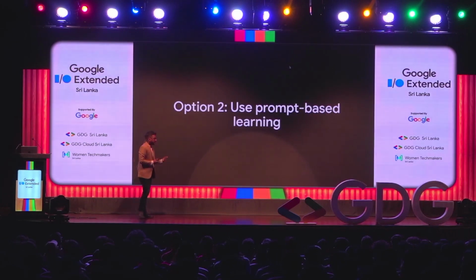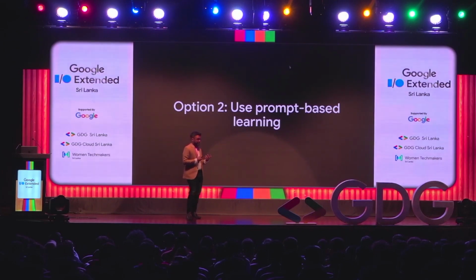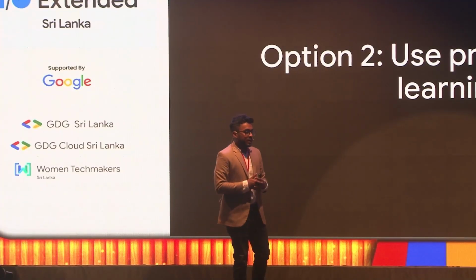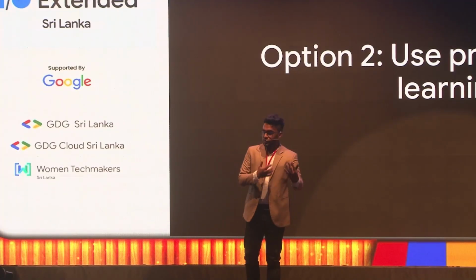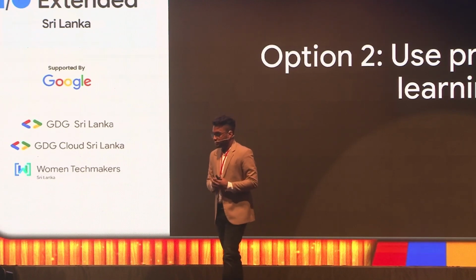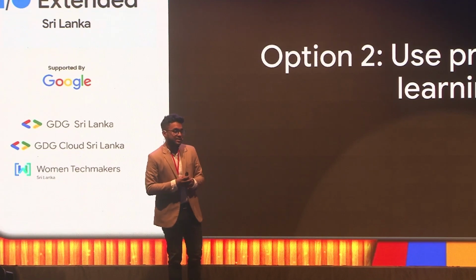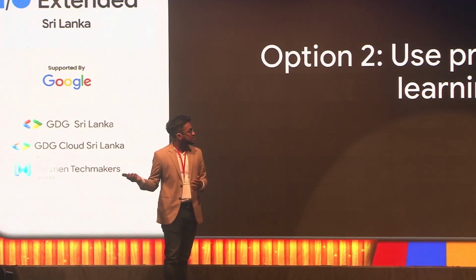So the second option connects back to what we spoke about earlier: using in-context learning, or prompt-based learning, where we don't update the weights of the model directly, but indirectly we use prompts to make the model retrieve and extract information from our documents.